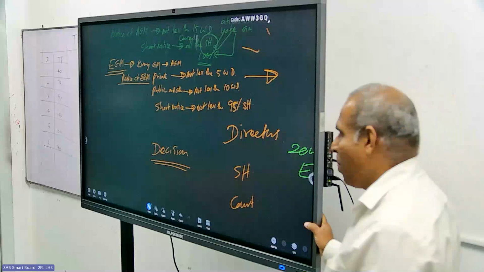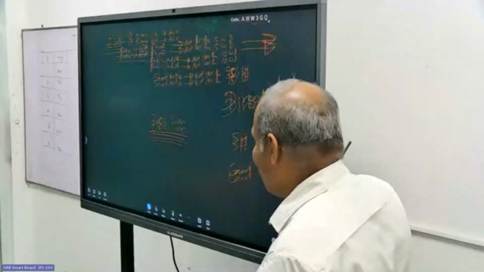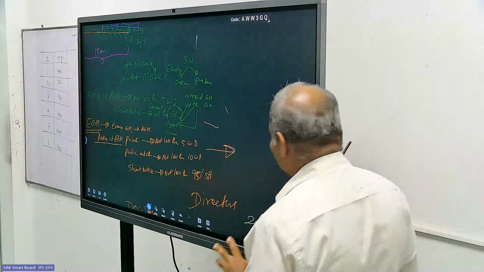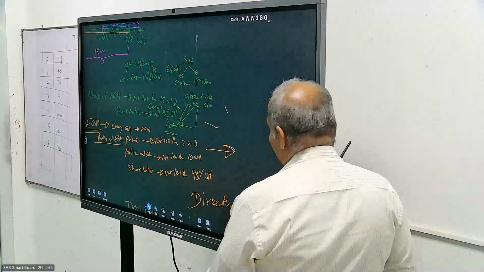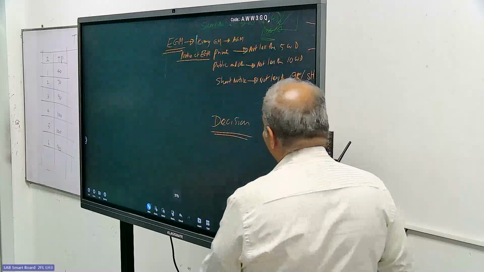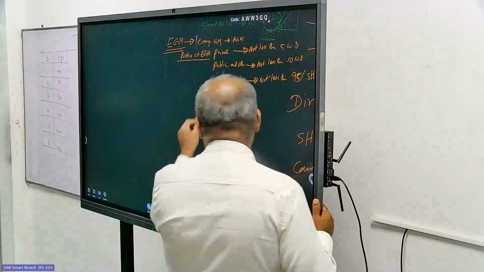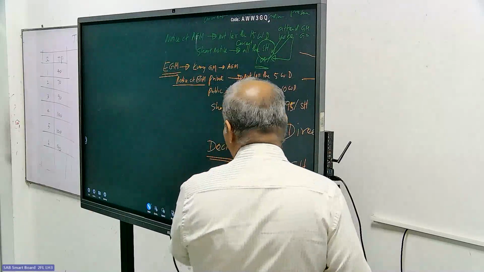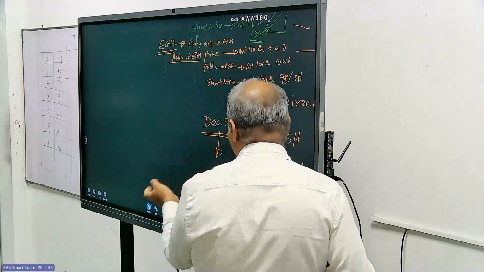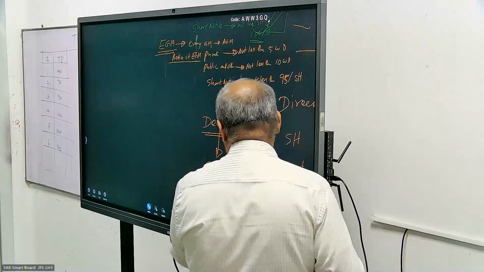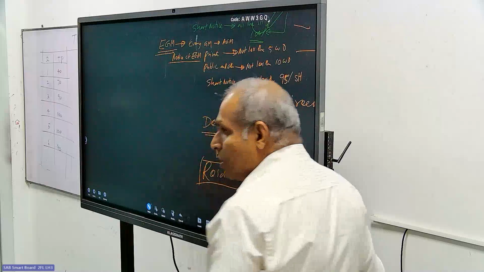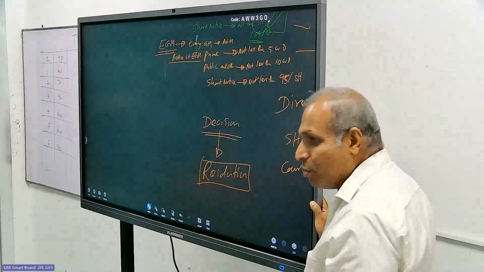So actually, when we consider decisions, there are two types of decisions. Instead of the term decision, we can use another term: resolution. Resolution means decision.